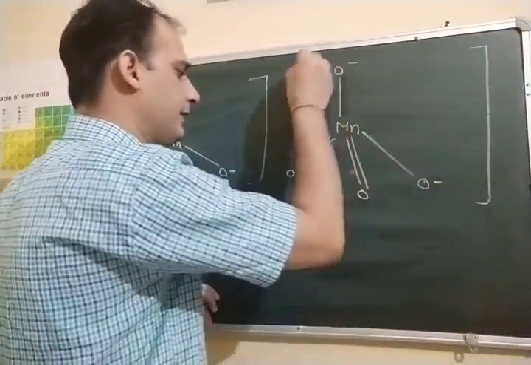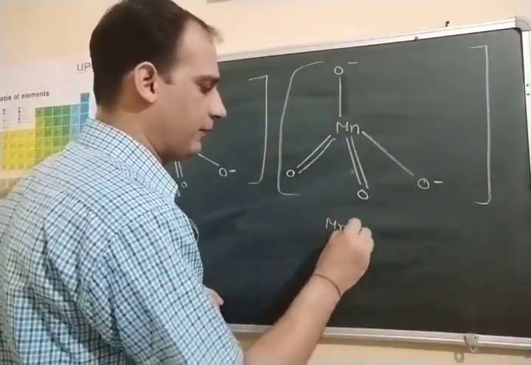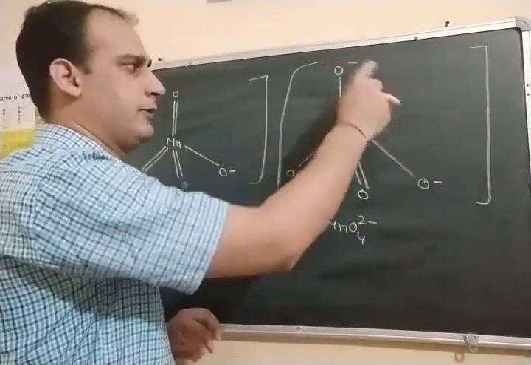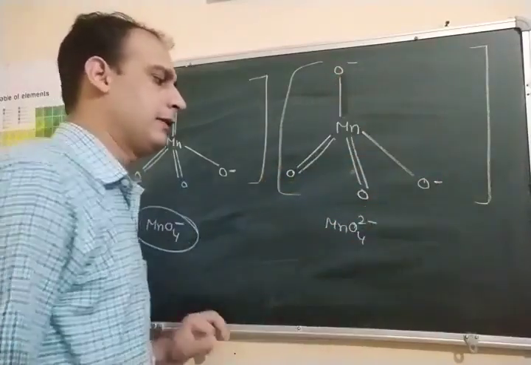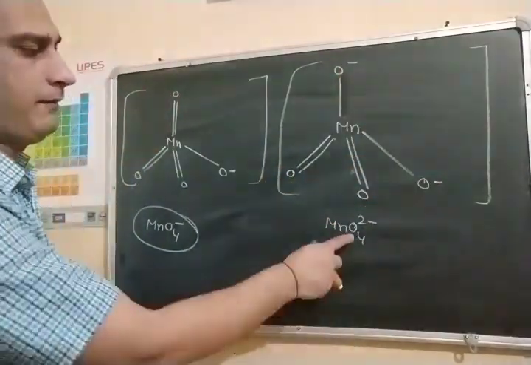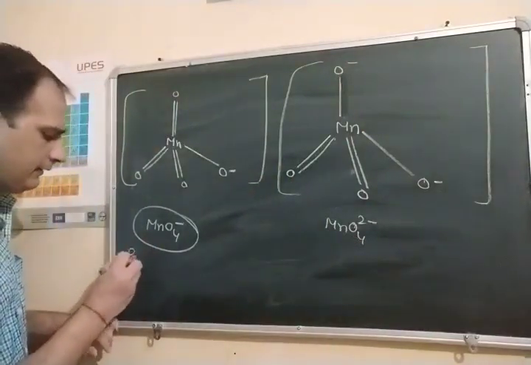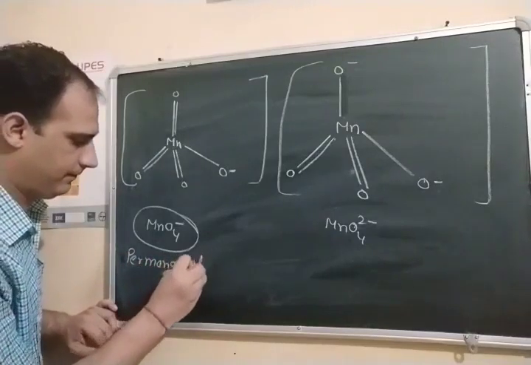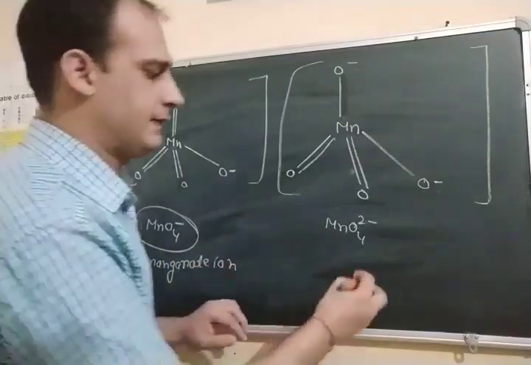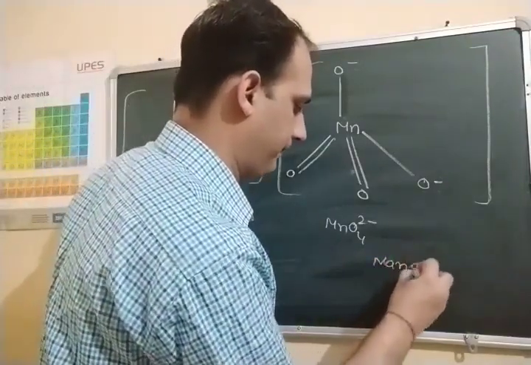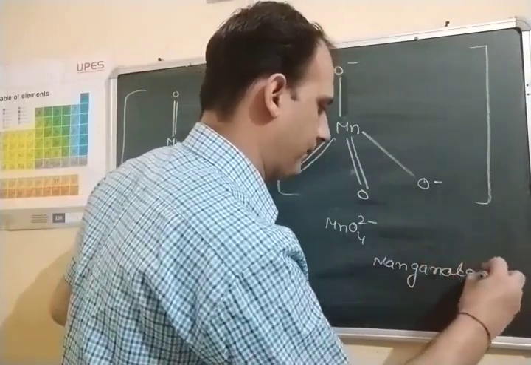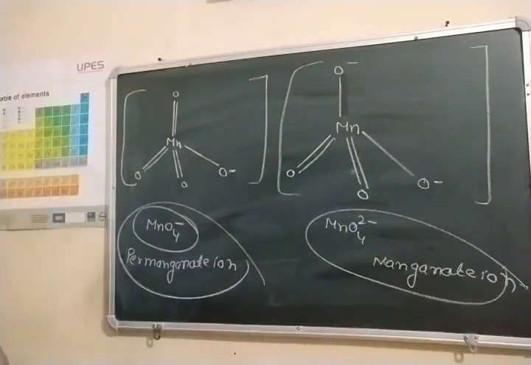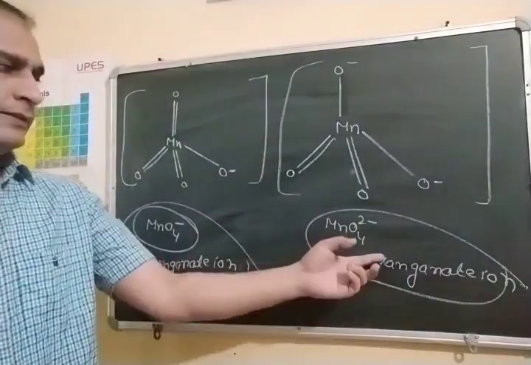मैग्नेट आयन, अगर हम मैग्नेट आयन की बात करें तो फॉर्मूला होगा MnO4 2 नेगेटिव, and 2 oxygens will have 2 unit negative charge, negative and negative. So this is manganate ion and this is permanganate ion. This is permanganate ion and this is manganate ion. So these are the structures of a permanganate ion and manganate ion.